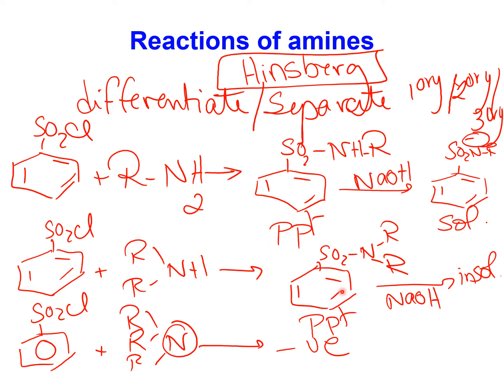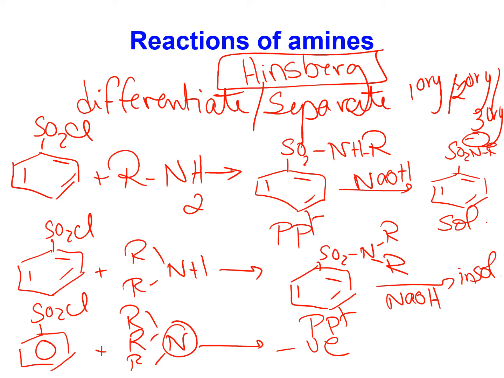Now, if you see the precipitate, we still don't know whether it's a primary or a secondary amine. What you do is add 1 milliliter of sodium hydroxide to this precipitate. If it dissolves, it's a primary amine. If it does not dissolve, then it's a secondary amine. This is how you can differentiate these compounds using the Hinsberg technique.